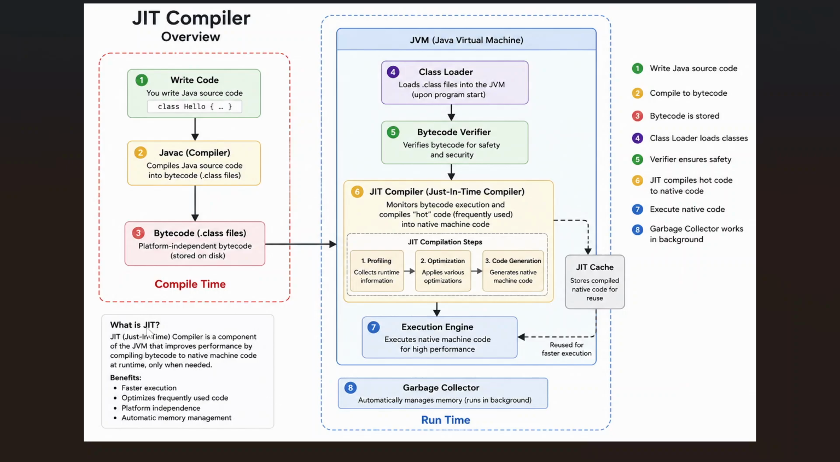And again, what is JIT? JIT is the just-in-time compiler. It is a component of the JVM that improves performance by compiling bytecode to native machine code at runtime, only when needed. The benefits are obviously faster execution and optimization of frequently used code. Platform independence is still there, along with memory management and everything.